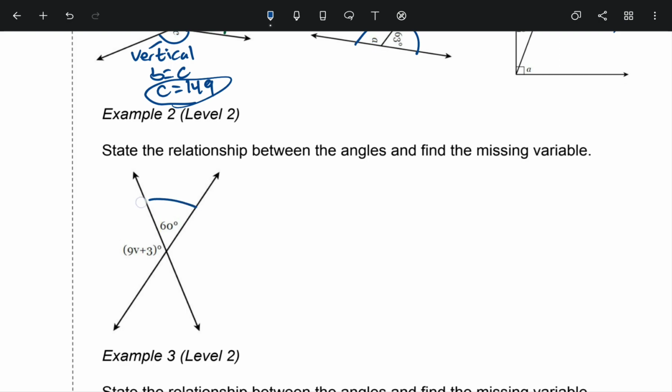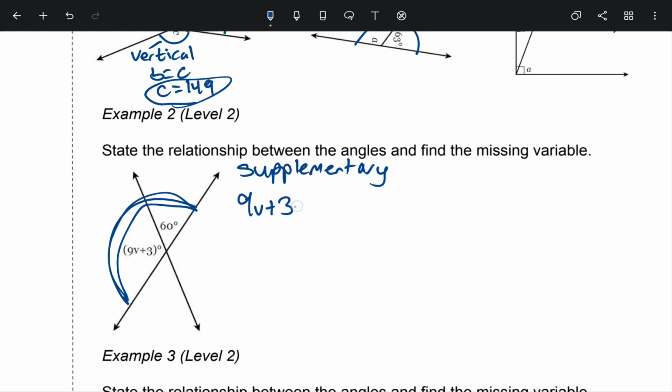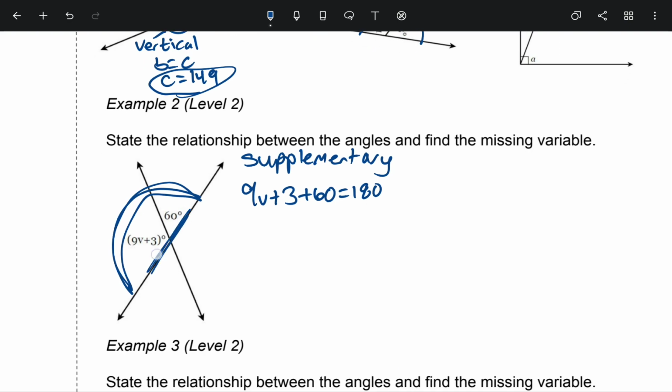So now one thing I notice is that these two angles form a straight line. Therefore, they are supplementary. So if we add them together, we will get 180 degrees. Now you're probably wondering, aren't these vertical? We have the two lines intersecting. Notice that they are next to each other on the same straight line. They are only vertical if they are across from each other. Since they're next to each other, they are supplementary.